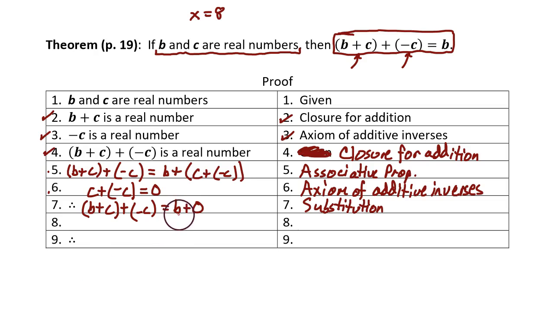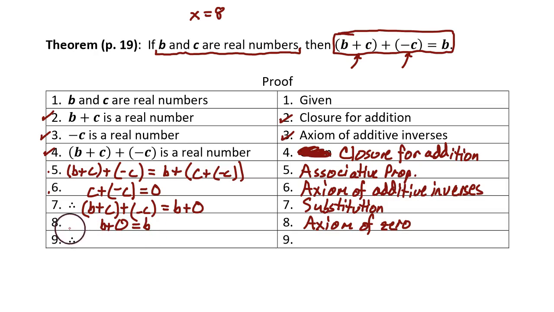Next, focus on the b plus 0 part. What can you conclude about b plus 0? It just equals b. Our justification is the axiom of 0. The axiom of 0 is the statement that adding 0 to any number gives you that same number.